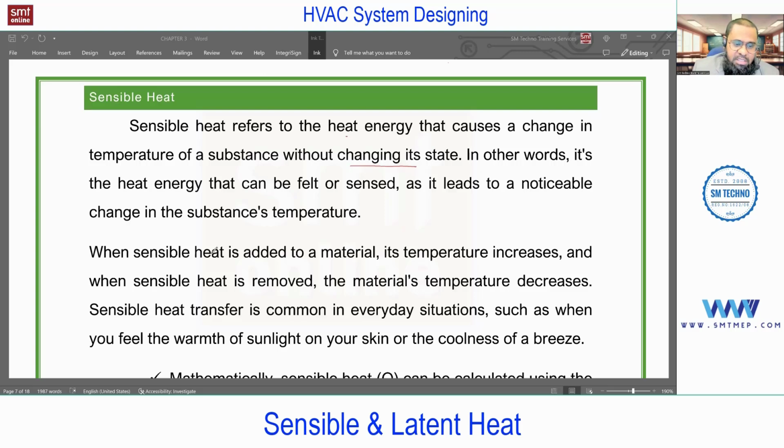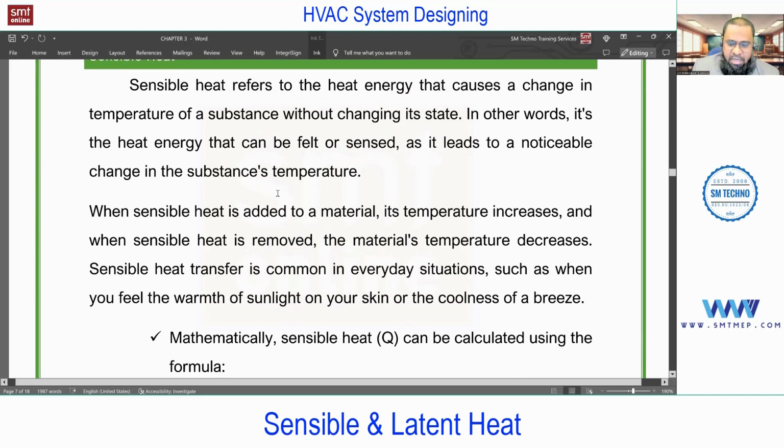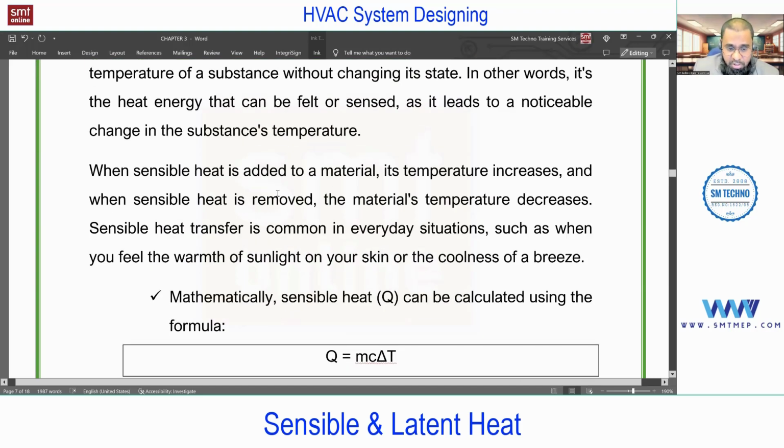So when sensible heat is added to a metal, its temperature increases, and when sensible heat is removed, the metal's temperature decreases. Sensible heat transfer is common in everyday situations, such as when you feel the warmth of sunlight on your skin, or the cold of a breeze. Just a sensible feeling without any change in phase. We are not getting sweat, just feeling hot or cold. If moisture or change of phase is involved, that comes under latent. We'll discuss that. Let me complete sensible first.